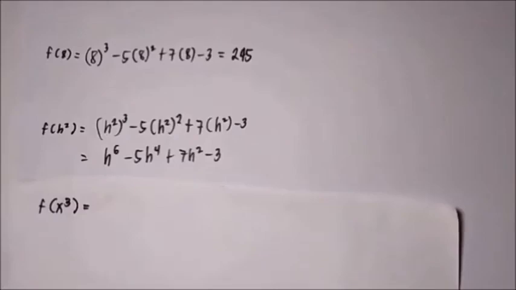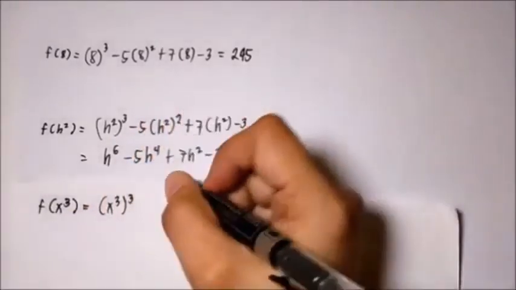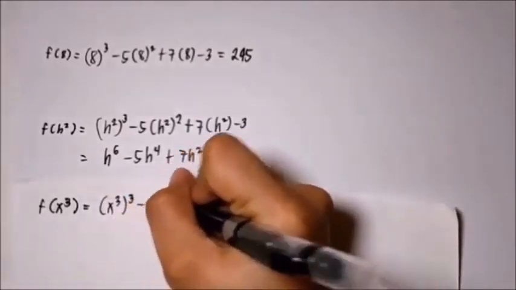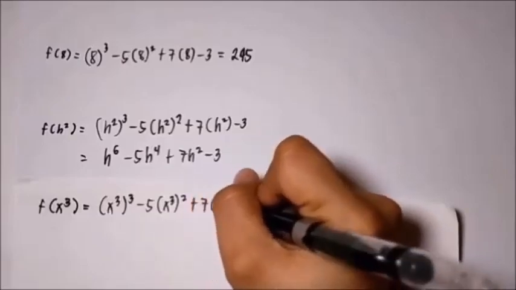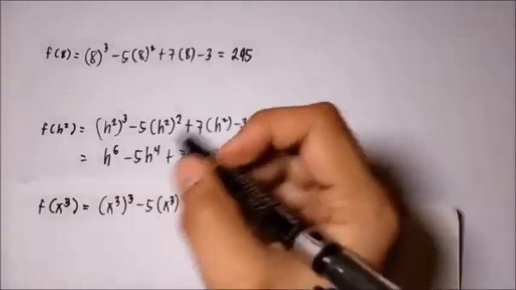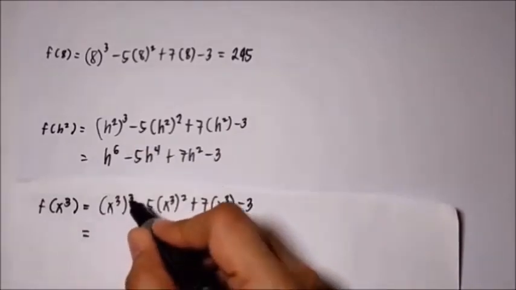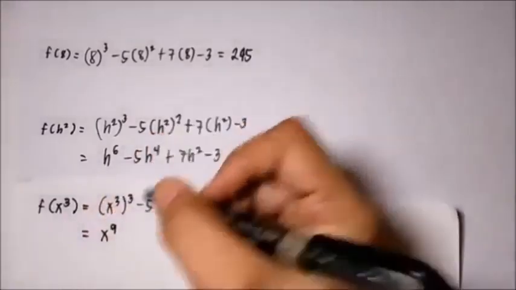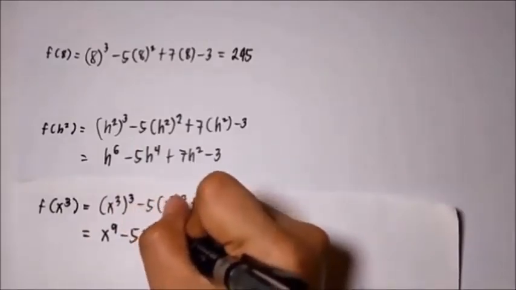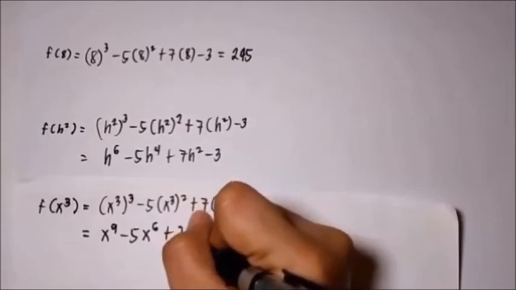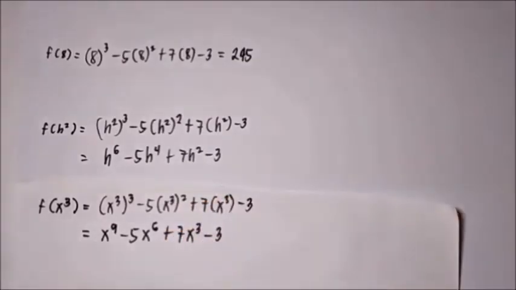Let's evaluate f of x cubed. We have x cubed raised to 3, negative 5 times x cubed raised to 2, and then positive 7 times x cubed minus 3. So what would now be the evaluation of this function? We have x cubed raised to 3, that would be x raised to 9. Then negative 5, x raised to 3 and then raised to 2, so that would be x raised to 6. Plus 7, x raised to 3 minus 3.